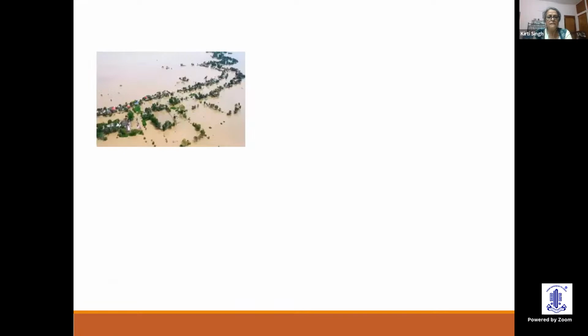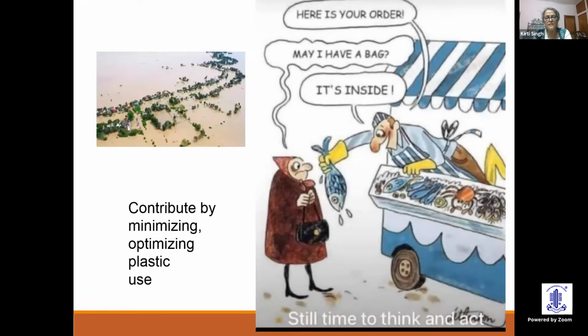My takeaway slide, we are facing floods all over India. Be safe. And how can we contribute? All of you residents, please contribute by minimizing, optimizing plastic use, because our excessive use of Earth's resources and our excessive disregard of Earth is causing all this climate warming and climate pollution and floods or fires. Please, let's reduce or optimize plastic use.